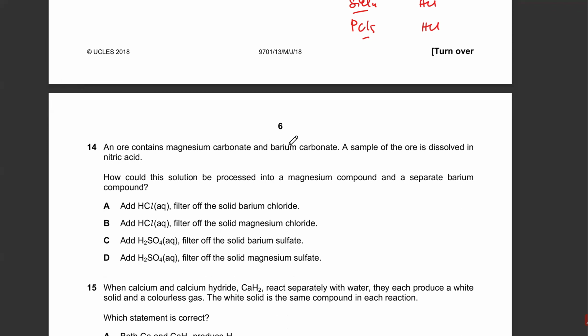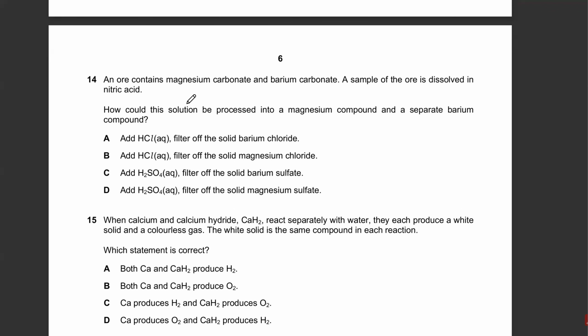An ore contains magnesium carbonate and barium carbonate. A sample of the ore is dissolved in nitric acid. So how can the solution be processed into a magnesium compound and a separate barium compound? So it reacts with nitric acid. So I think magnesium nitrate and, because both of the carbonates are going to react, barium nitrate. And remember, nitrates are very soluble.